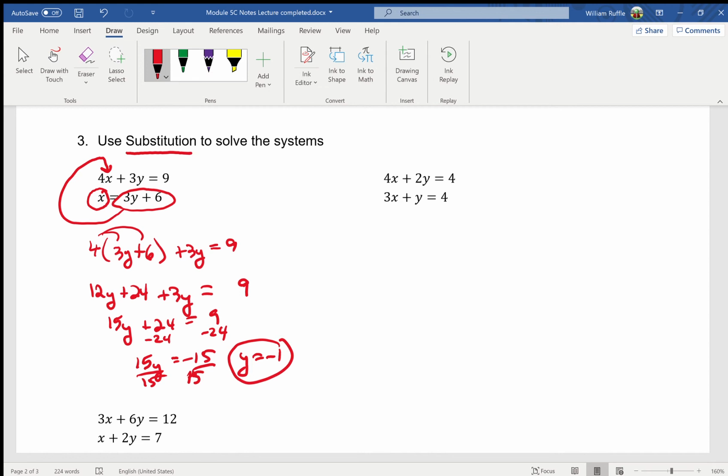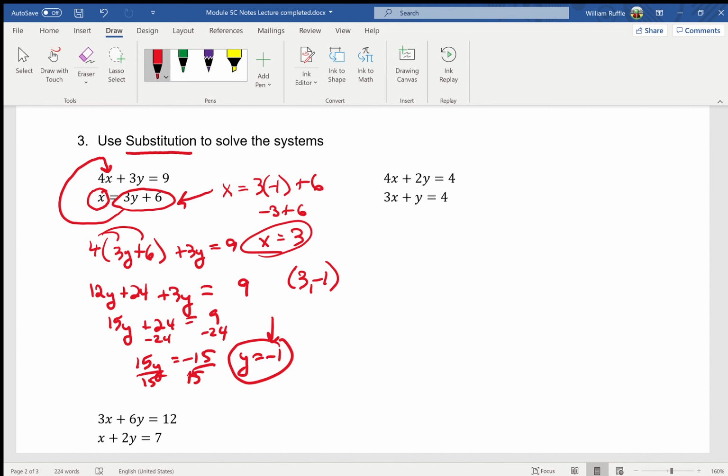So now for my other one, I'm just going to use this original formula here. X equals, and I'm going to substitute again, 3 times negative 1 plus 6. I'm just using that equation, but I'm plugging in y equals negative 1. Negative 3 plus 6 is equal to 3. So x equals 3. And they're always going to want you to write this as a coordinate. So if x is 3, y is negative 1. And that's how I'm going to type in my answer.